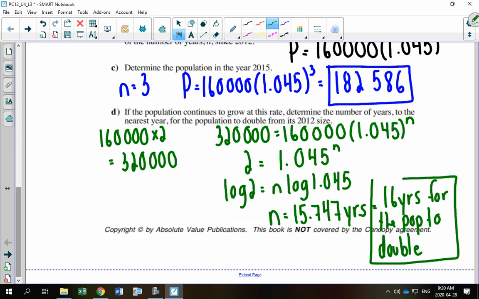Okay, so we came up with an exponential equation and then solved it using our logs. Okay, let's go ahead and try number 2.